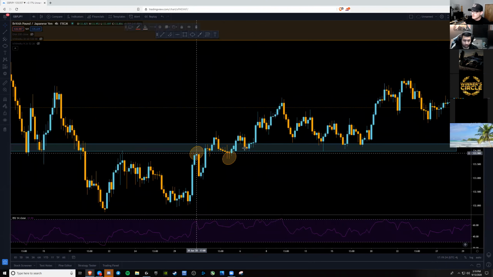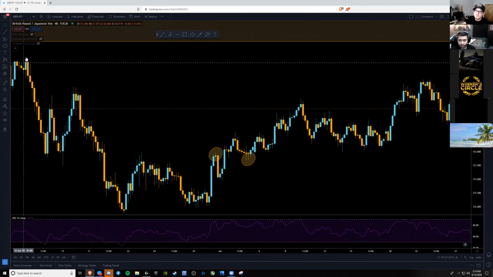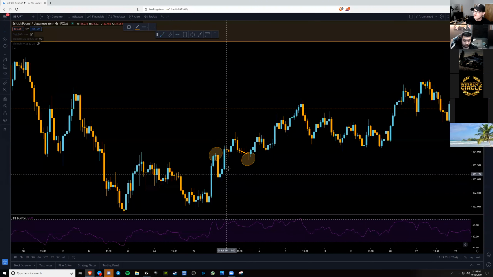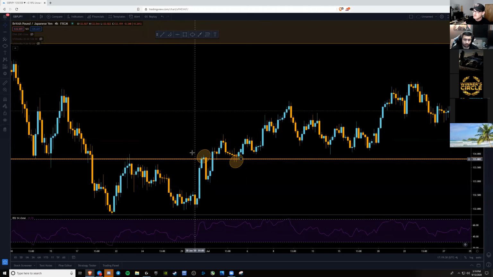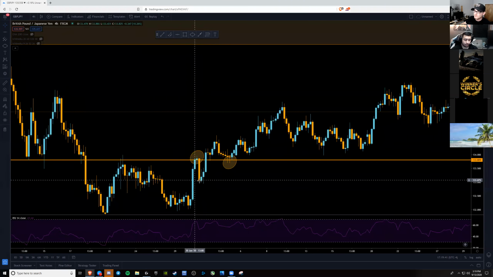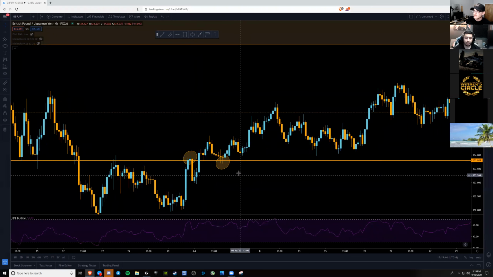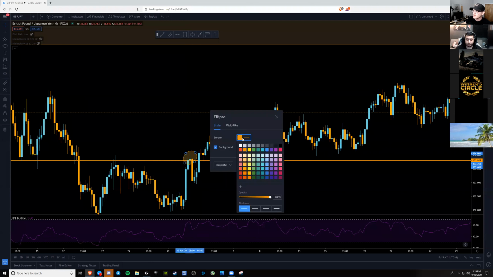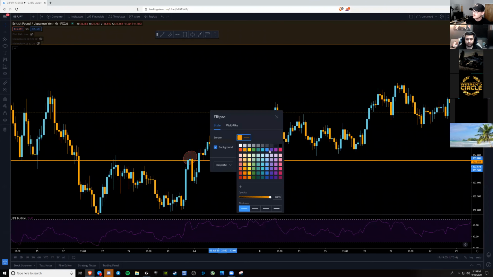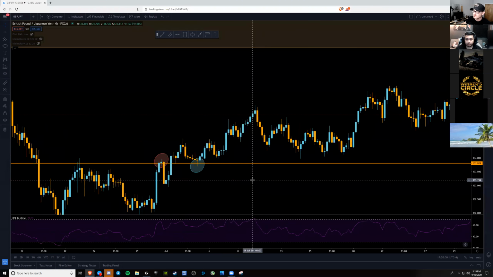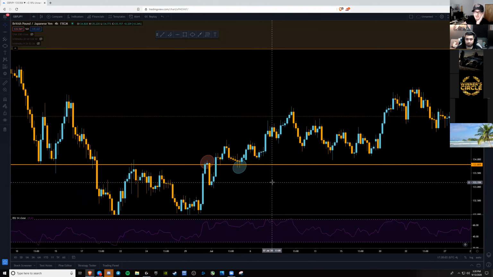So let me get this out of the way and clean that up a little bit. We had this area right here that was acting as resistance. It tested the resistance, made a fib retracement, broke through, and then retested as support. If I was following my color coding system here, I would make this red to show that it is a valid resistance, and then I'd make this next level blue to show that it's a valid support. That's just a little bit about how I do mine.